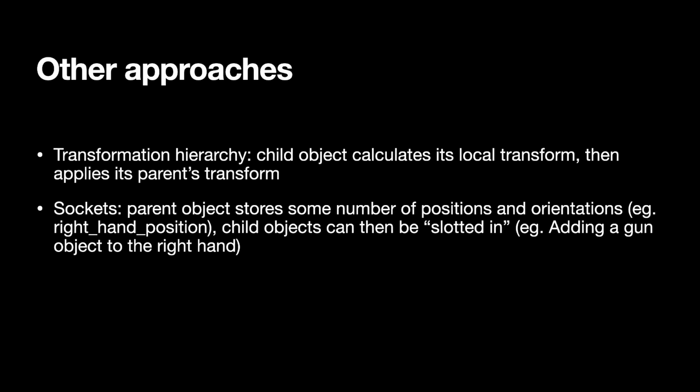So the approach that I'm going with is sort of a hybrid of these two. It's sort of like sockets, except that the player object isn't going to keep track of the sockets. It's actually the camera that is going to manage that. And it's sort of like a transformation hierarchy in the sense that we calculate the camera's transform and then bolt on the player's transform, but not quite, because the player could be looking a different direction to the camera and we don't want the camera to spin around.